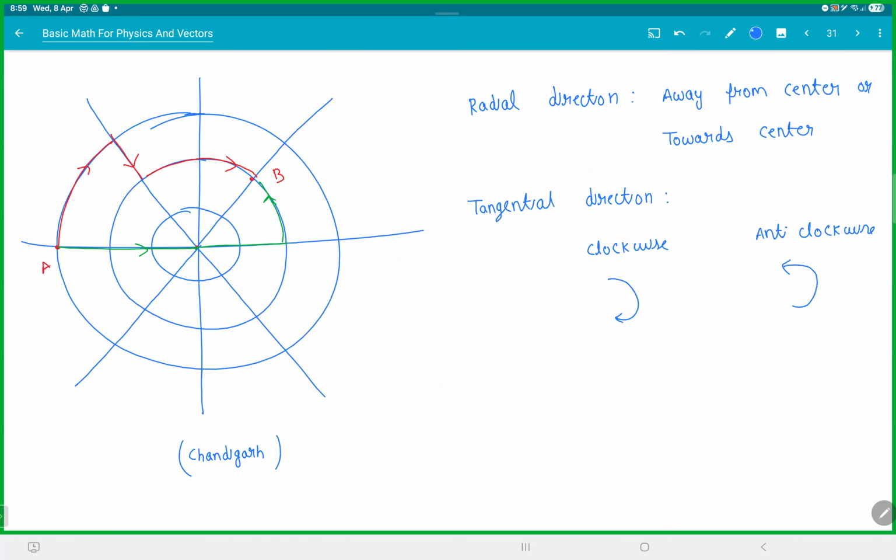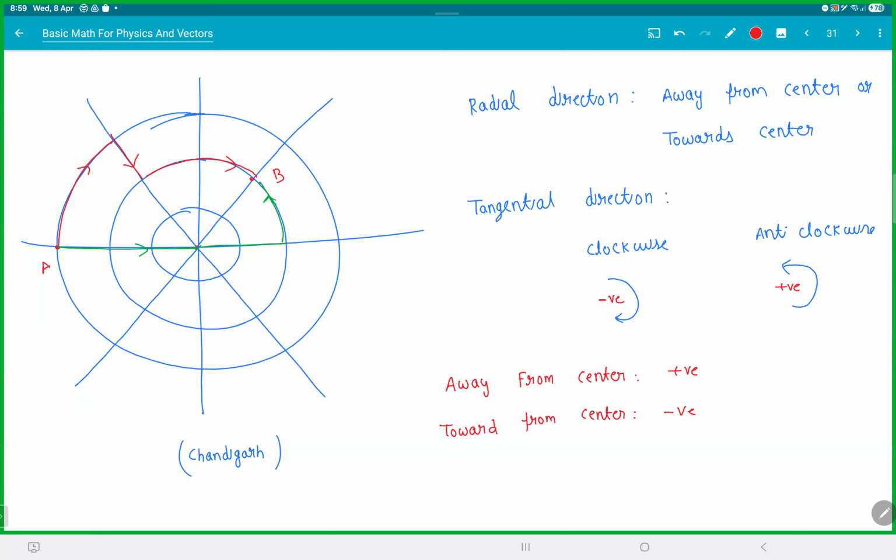In our direction set, we take away from the center as positive, just like we have positive x-axis and positive y-axis. So away from center is positive, towards center is negative. If someone is going away from center, we say it is the plus axis. If you're coming toward the center, it is your negative axis. If you're going clockwise, it is a positive direction. If you're going anti-clockwise, it's a negative direction.